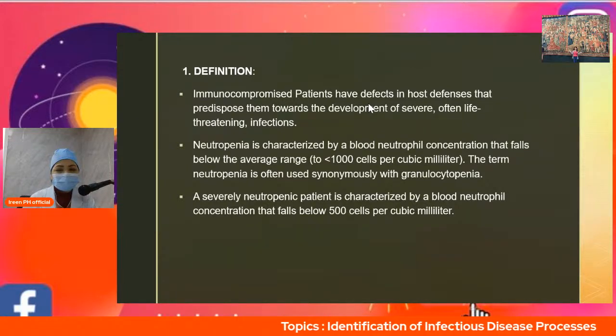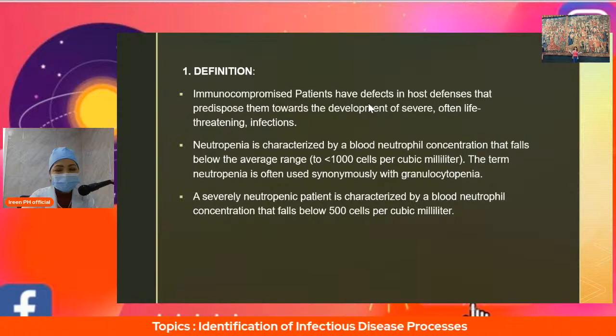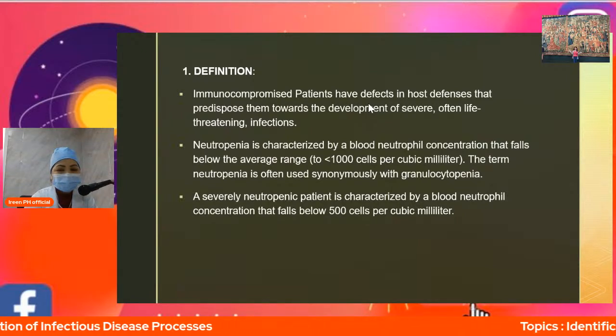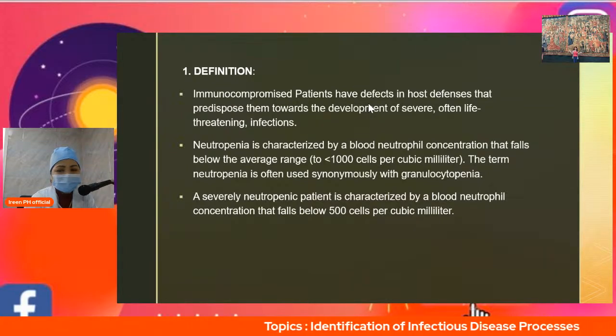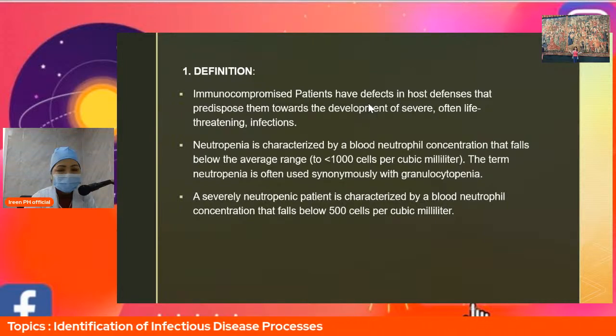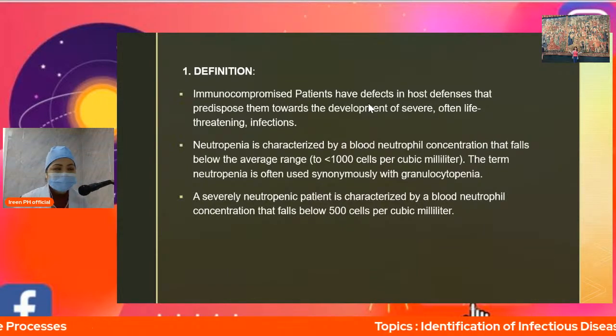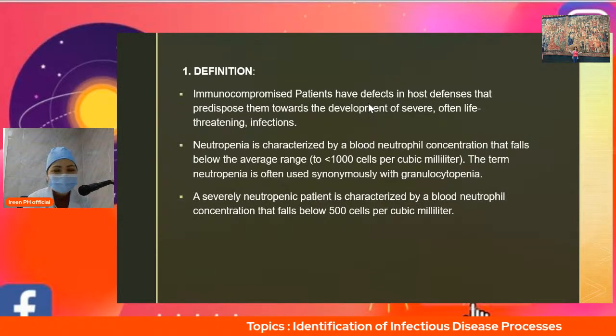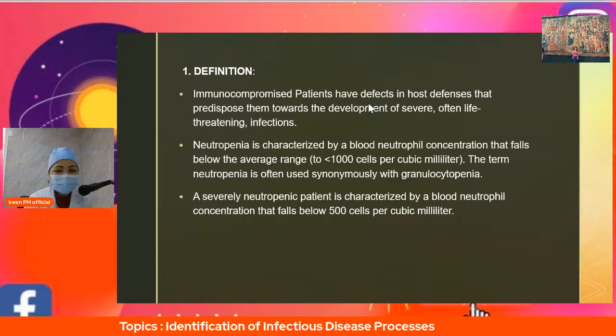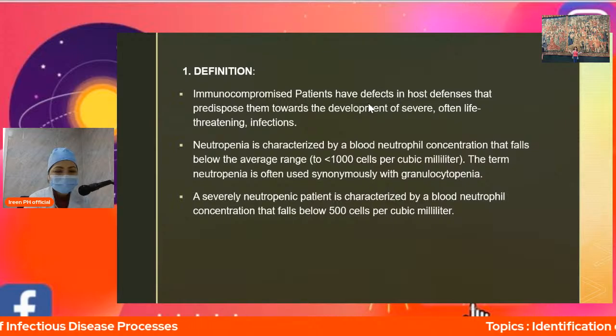Neutropenia is characterized by blood neutrophil concentrations that fall below the average range, less than 1,000 cells per cubic milliliter. The term neutropenia is often used synonymously with thrombocytopenia. A severely neutropenic patient is characterized by blood neutrophil concentrations that fall below 500 cells per cubic milliliter.